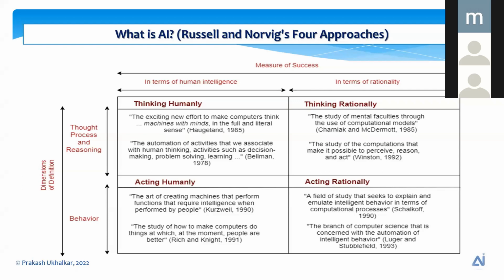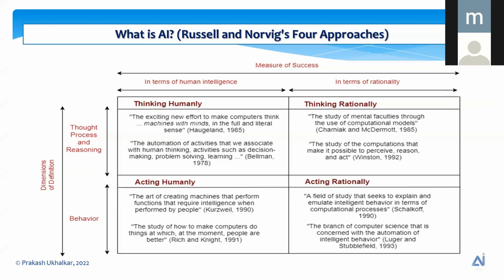Haugeland in 1985 defined AI as the exciting new effort to make computers think, machines with minds in the full and literal sense. While Bellman in 1978 defined AI as the automation of activities that we associate with human thinking, activities such as decision making, problem solving, and learning.